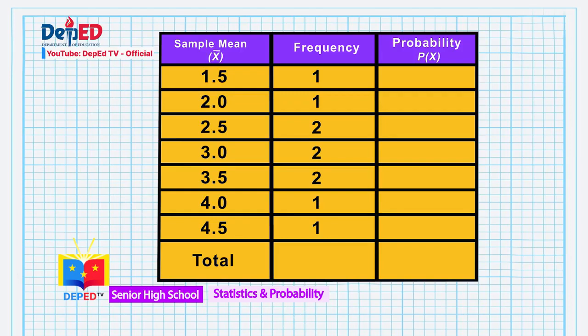Thus, the total frequency is 10. Now for the probability. The mean of 1.5 and 4.5 have a probability of 1 over 10. And the mean of 2.5, 3.0, and 4.5 have a probability of 1/5. The total probability is 1.